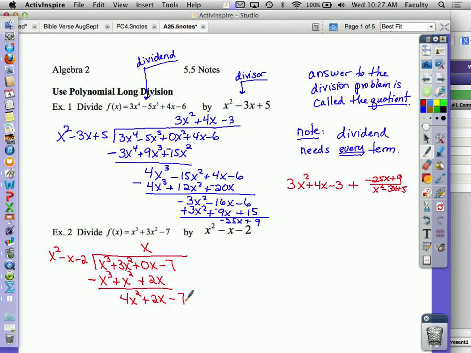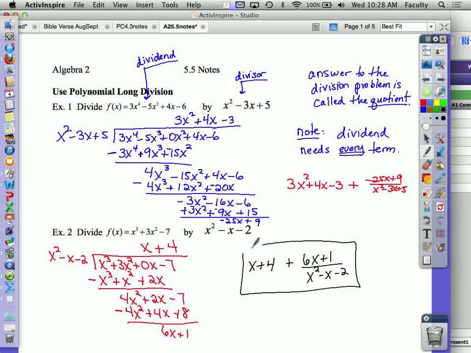And then x squared times what is 4x squared? 4. So that's 4x squared minus 4x minus 8. And then I take the opposite and add, and I get 6x plus 1. So my answer is x plus 4 plus the remainder, 6x plus 1, over x squared minus x minus 2.